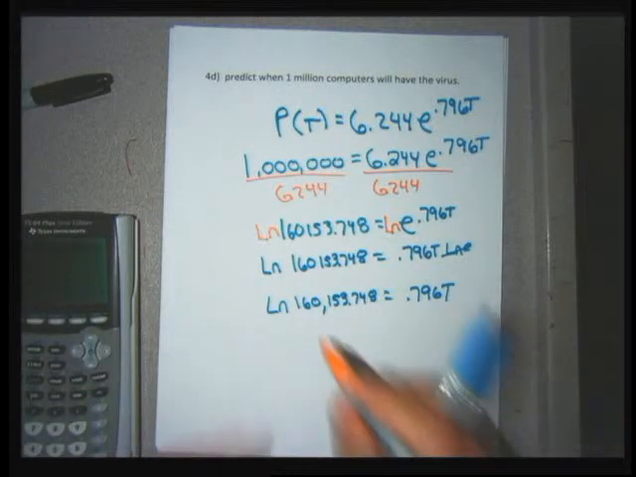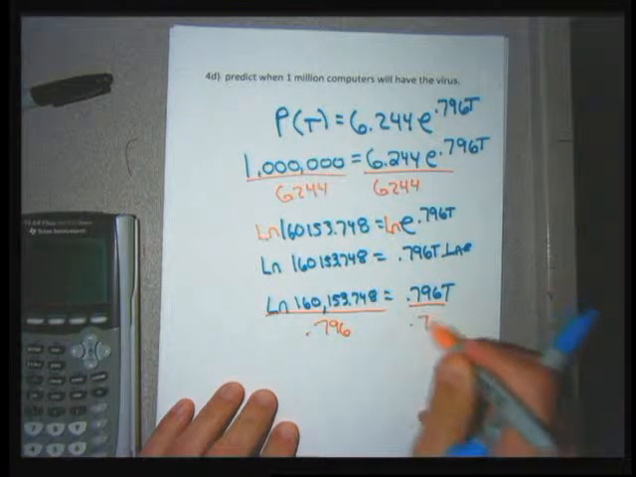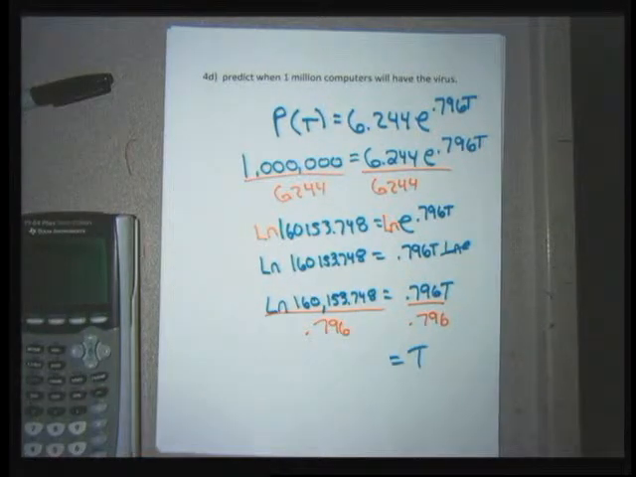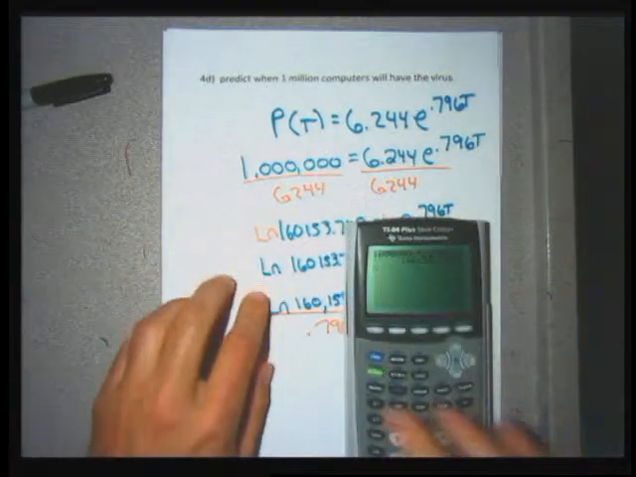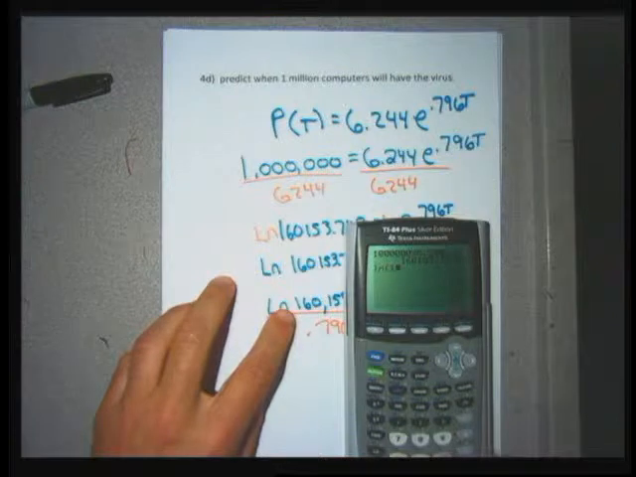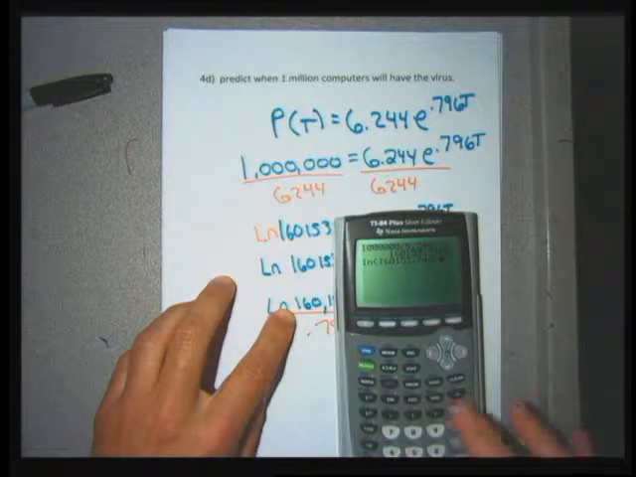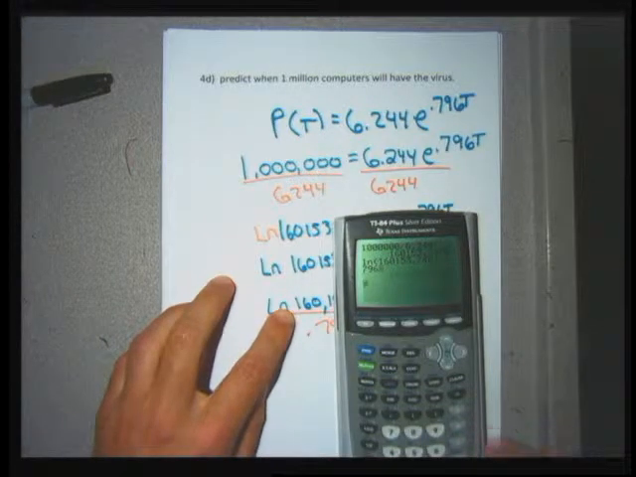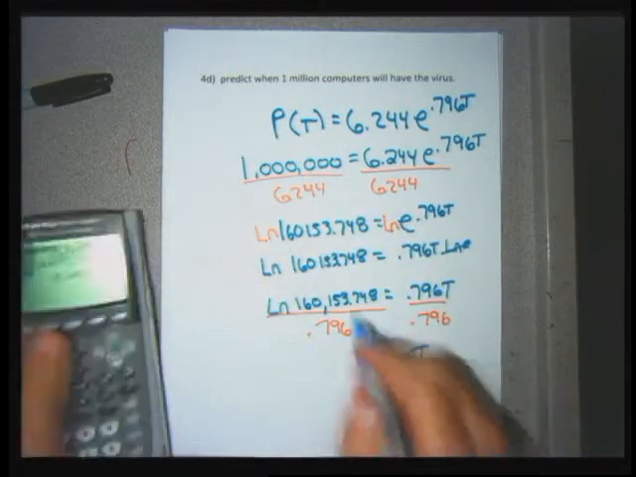It's the time in days that it takes 1 million computers to be infected. I'm going to divide both sides by 0.796. The right side I don't need my calculator for. That's going to be the number of days. This I do need my calculator for. So I'm going to go the natural log of 160,153.748, close my parentheses, divide it by 0.796, and my calculator is going to tell me that it's going to be 15.055 days.